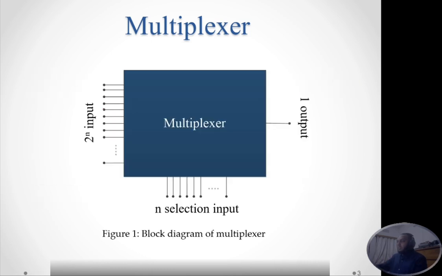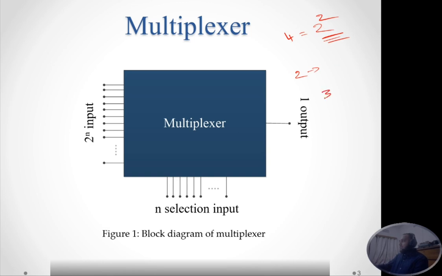So this is the block diagram of a multiplexer where we have 2 to the power n number of input lines, n number of selection input lines, and only one output line. For example, if we have 4 input lines, then we have 2 to the power 2 number of input lines. So we need 2 selection input lines for selecting one input from 2 to the power 2 number of input lines.